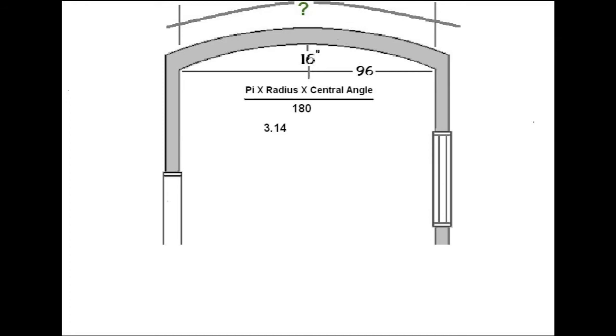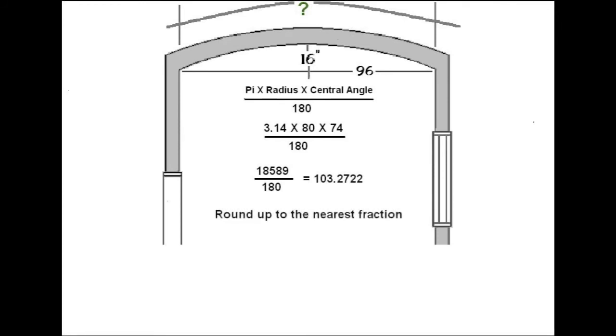Pi, 3.14, times the radius, 80, times the central angle, 74, is 18,589. Divided by 180 is 1,003.2722. Next, multiply the decimal portion by the number 16. We use the number 16 because it is the smallest fraction kitchen designers use. Using the rules of rounding, we can determine the number is 5. Our arc length is 103 5/16 of an inch.